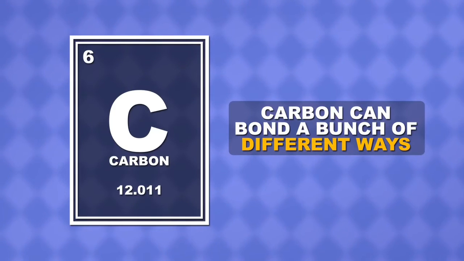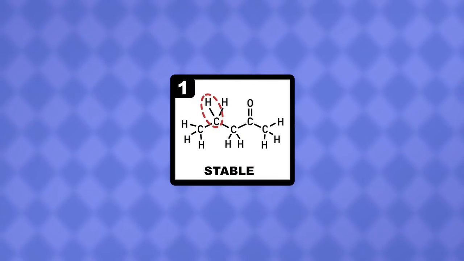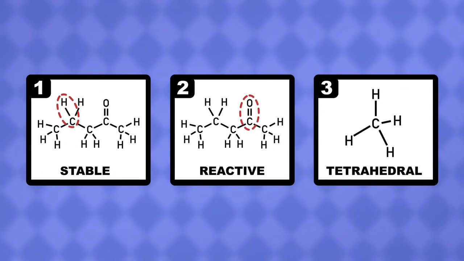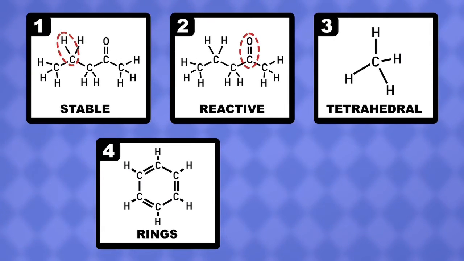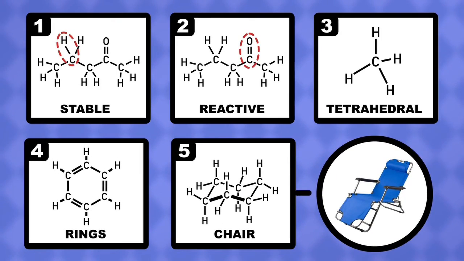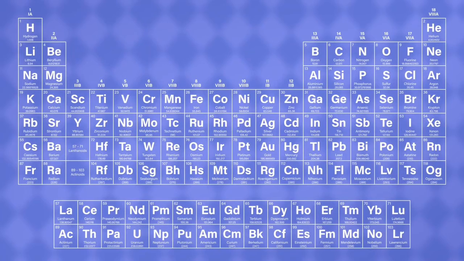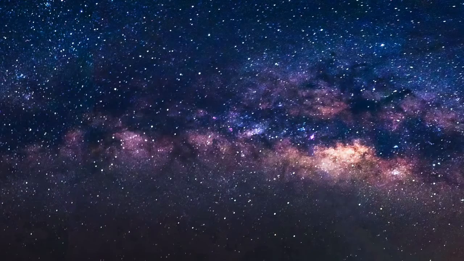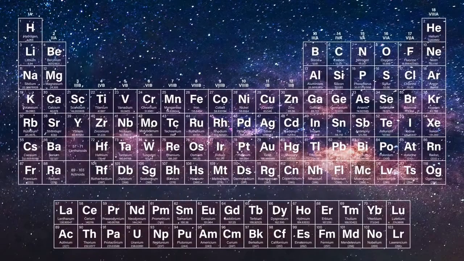Secondly, carbon can bond a bunch of different ways. It can form incredibly stable bonds with some elements like hydrogen, and it can form less stable, more reactive bonds with others like oxygen. Carbon can form tetrahedral, aka diamond-like shapes, it can form flat rings, and it can even form molecules that look like those rickety beach lounge chairs you constantly fell off in the 90s. And with help from other elements like hydrogen, nitrogen, oxygen, phosphorus, and sulfur, carbon can form the backbone and side chains for the incredibly long polymers that are key to life here on Earth. But it's not inconceivable that, somewhere in the universe, elements other than carbon could be the building blocks for life.